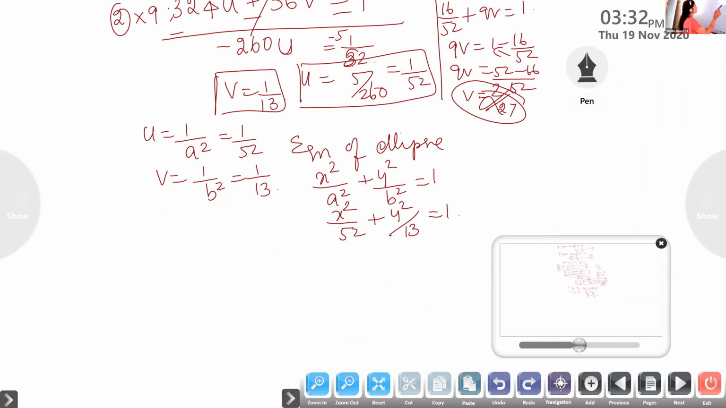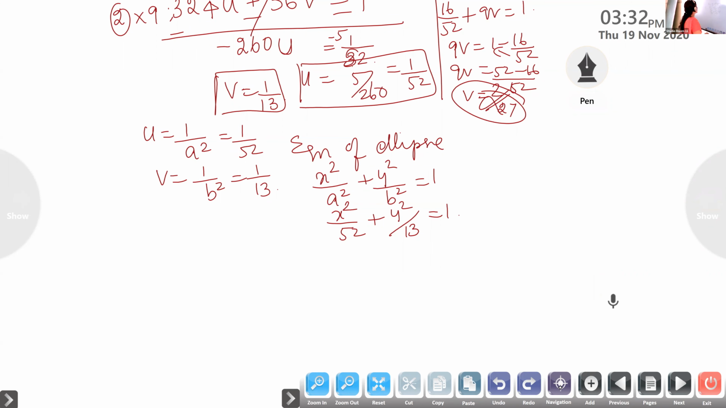Once we get this value U and V, from there we can write down what is 1 by A square, 1 by B square. From there, what is the equation? Equation of the ellipse is x square by 52 plus y square by 13 is equal to 1. This is the equation of the ellipse. Is it okay? Is it clear, children? Yes, ma'am.